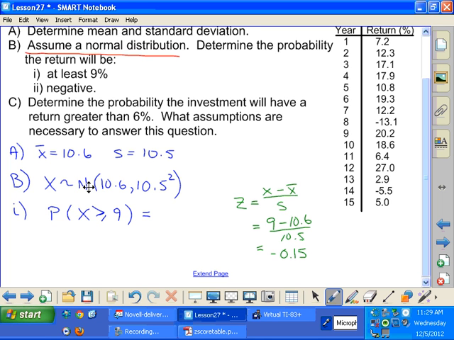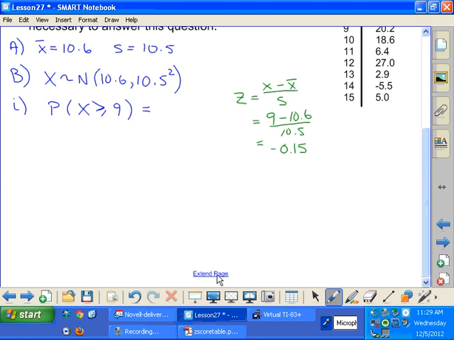So again, for some of us, it's necessary. I would still do that sketch, that very quick sketch. So I'll do it off to the side here. So here's my sketch, and I know my mean is in the middle, and it's 10.6. So I'm looking at 9, and I want it greater than. So I am looking at the red. Okay. Now remember, when I go to the z-score chart and look up negative 0.15, it's going to give me the area of the blue.